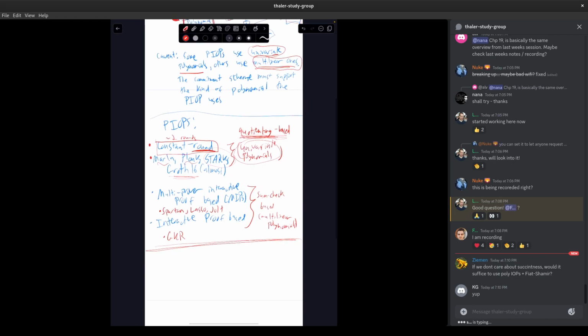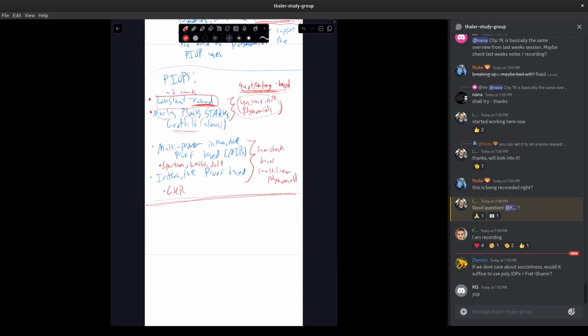And then the other two categories, you really could, if you wanted to, collapse them into one category, because they're all based on something called the sum-check protocol, and they use multilinear polynomials. Examples of these are Spartan, Lasso, Jolt, HyperPlonk, and the GKR protocol. So if you've seen any of these before, these are examples of PIOPs in these categories.